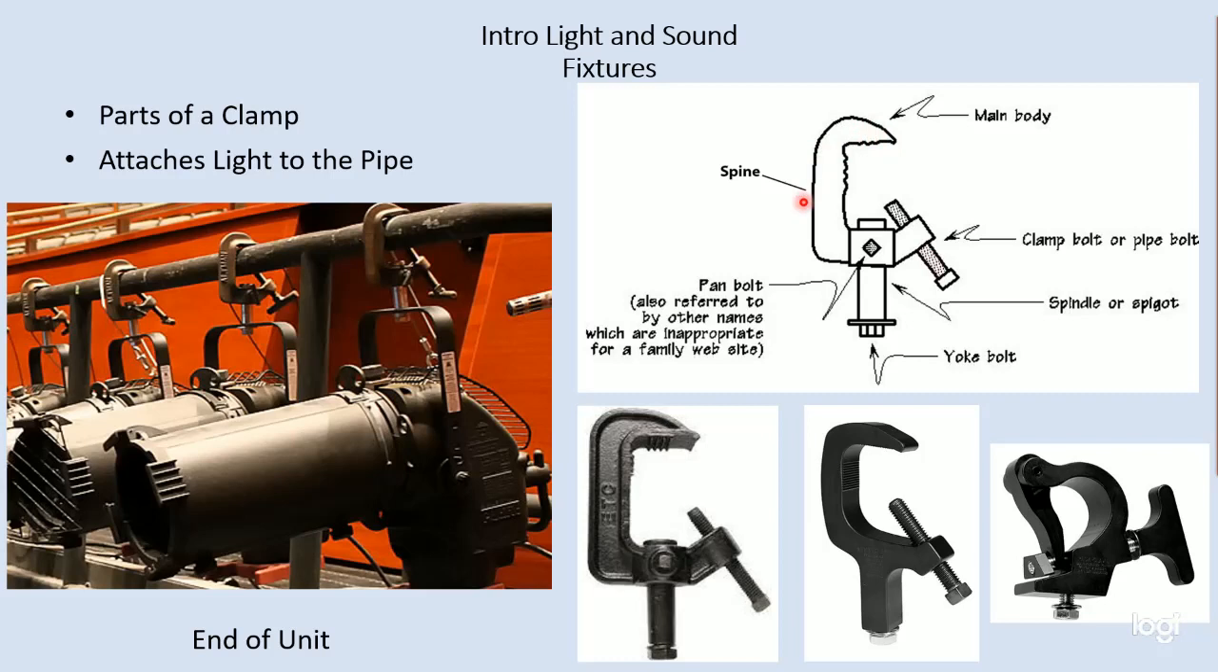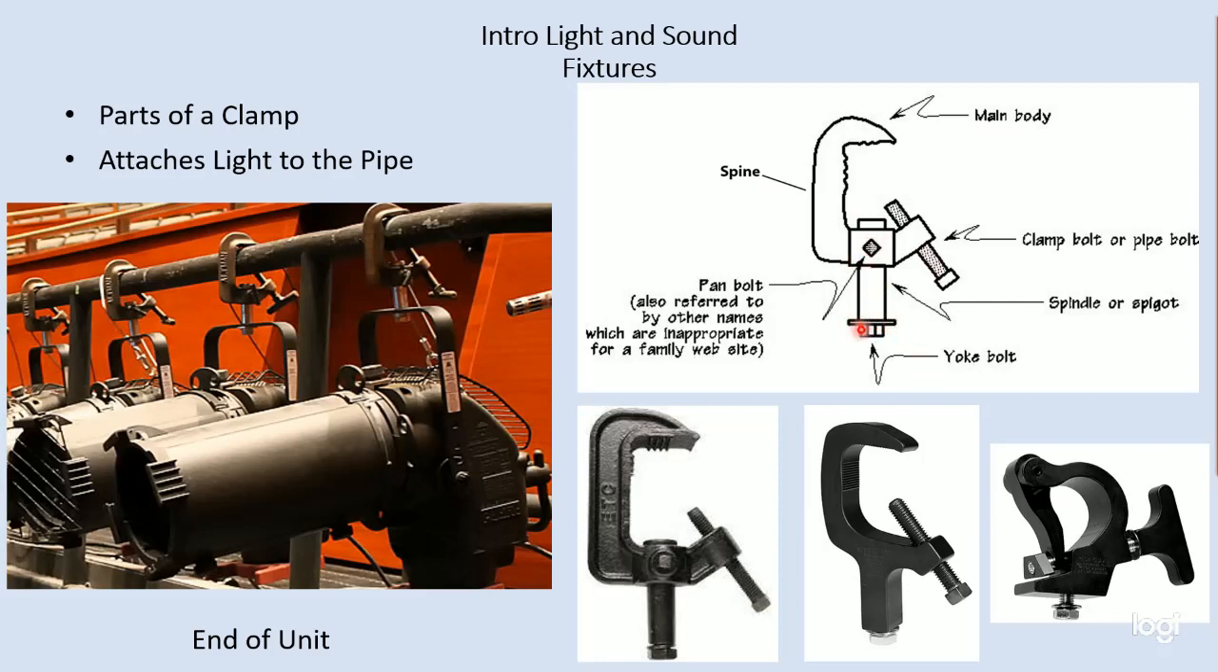So let's talk a little bit about the anatomy of a C-clamp. You have the main body of the C-clamp, which is where it gets its name, in this C shape. The next part of a C-clamp is the clamp bolt or the pipe bolt, and that's how we tighten down. By screwing this bolt in, you're able to tighten down onto a pipe. The next part is the spigot. Some clamps have a loose spigot and some are formed into the clamp, but it's a metal post that fits inside of a hole in the C-clamp.